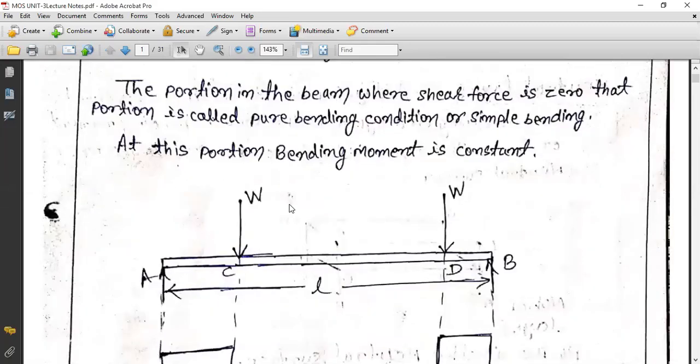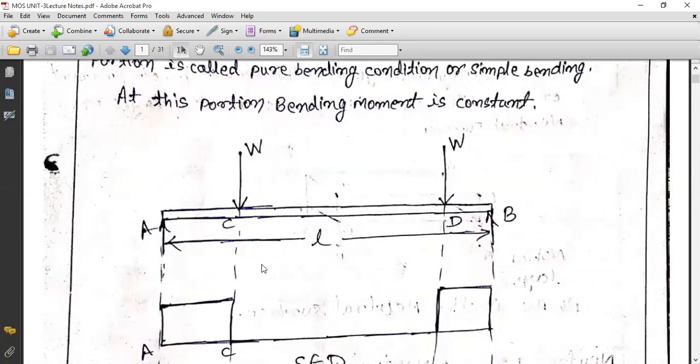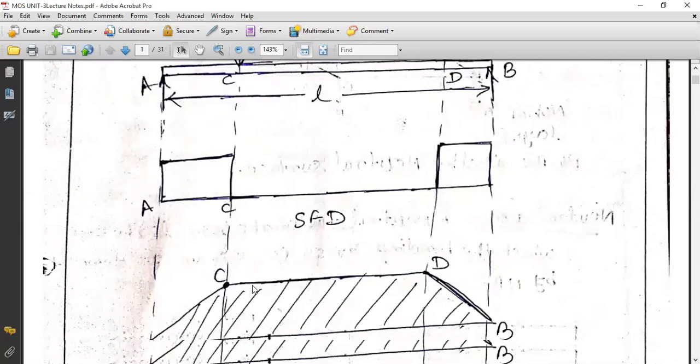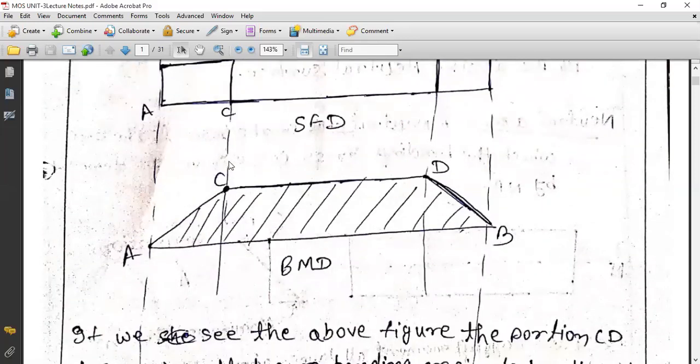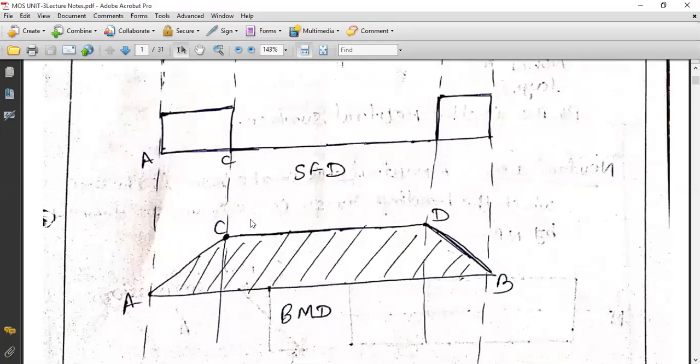If you consider pure bending, the shear force is zero from these 2 points, C and D. And if you see the bending moment between these 2 points, it is maximum. So this condition is called the pure bending condition. Where the bending moment is maximum, that is called pure bending condition.